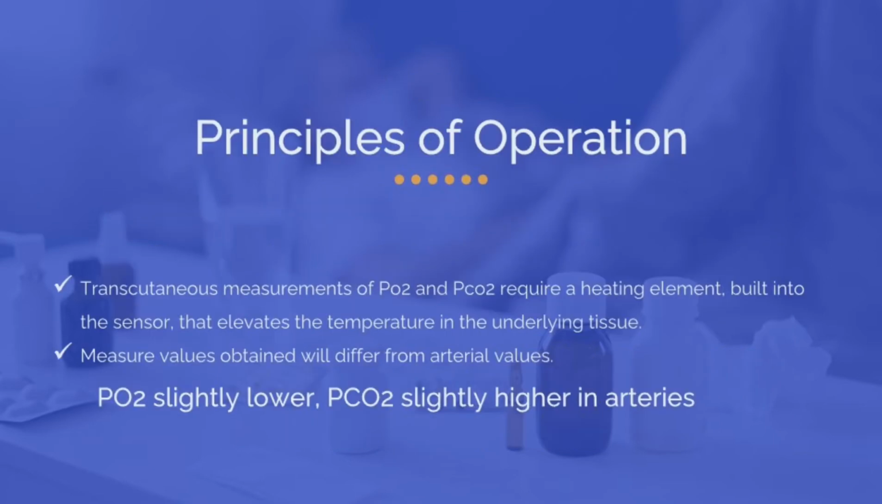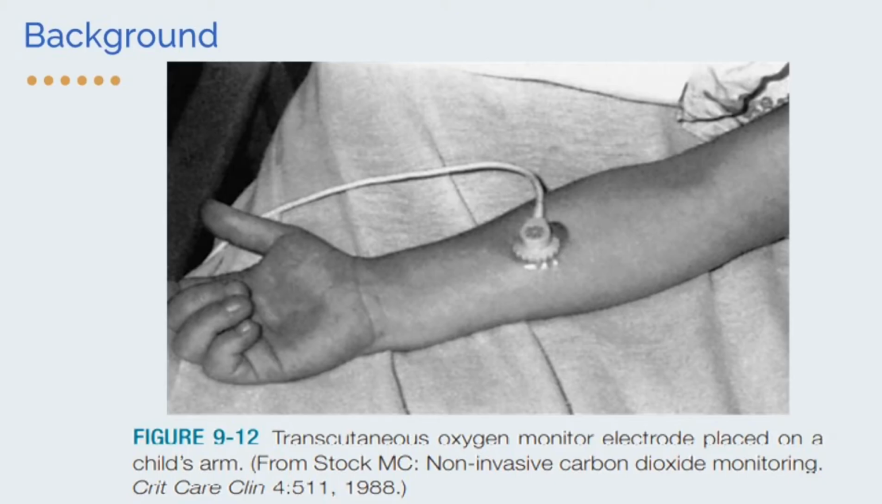Principles of operation: transcutaneous measurement of PO2 and PCO2 requires a heating element built into the sensor that elevates the temperature in the underlying tissue. Also, measured values obtained will differ from arterial values, with PO2 slightly lower and PCO2 slightly higher than in arteries. This is an example of a transcutaneous oxygen monitoring electrode, which is placed on a child's arm.